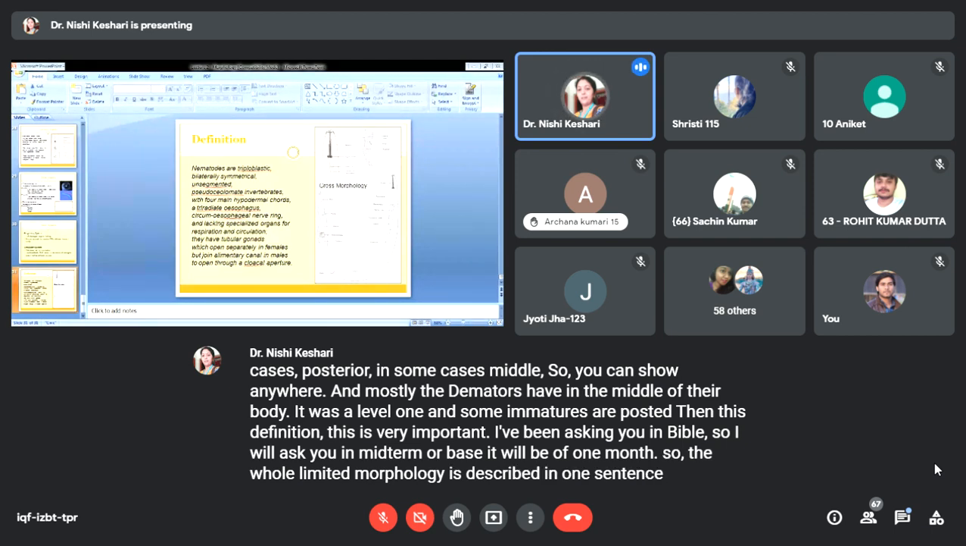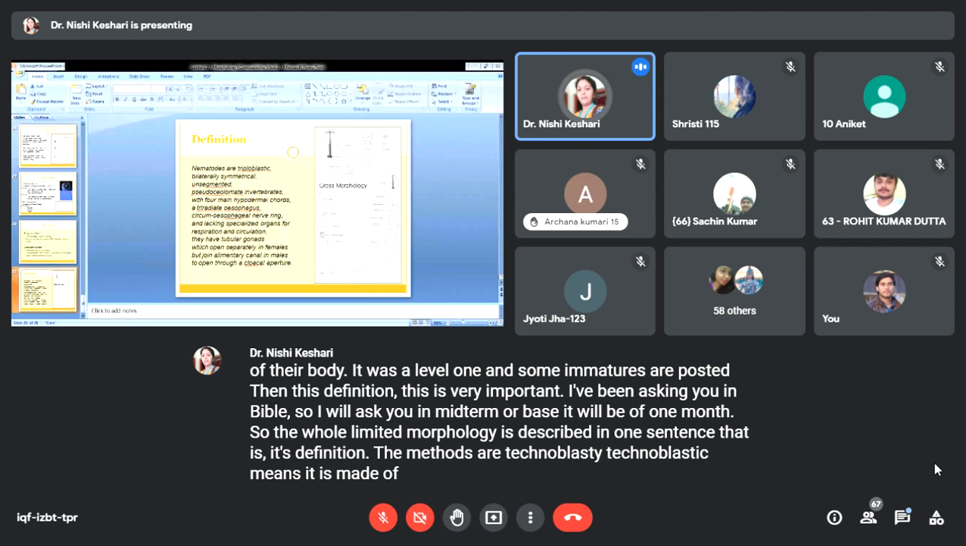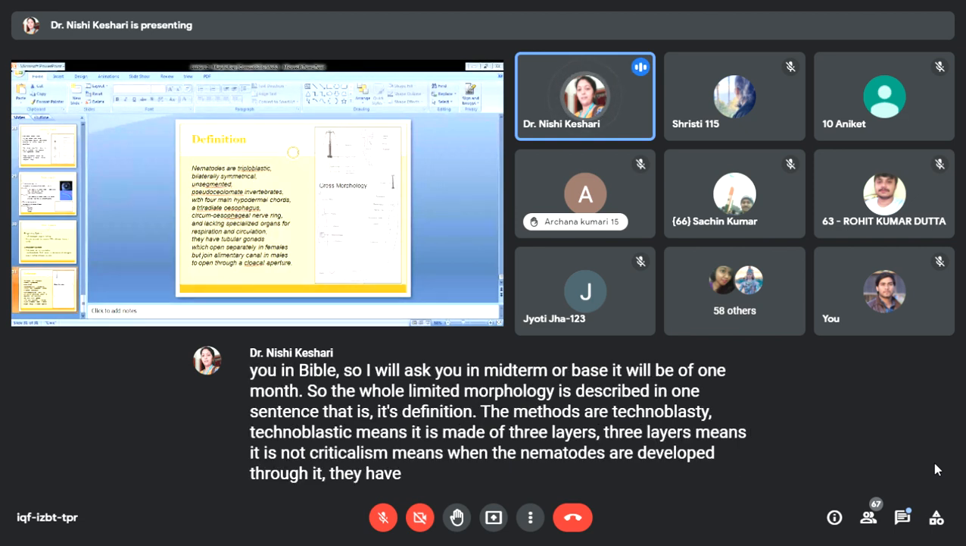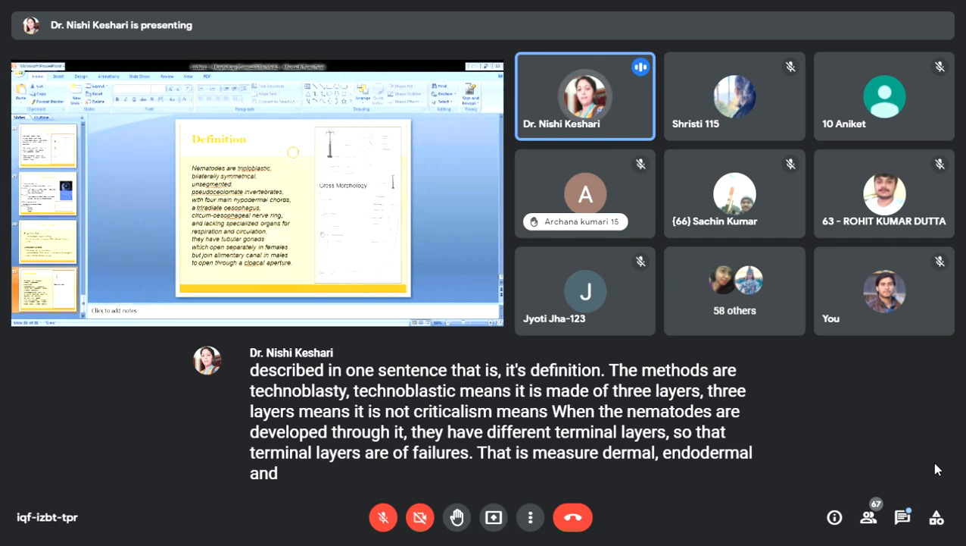That is its definition. Nematodes are triploblastic. Triploblastic means it is made of 3 layers. When the nematodes develop through the egg, they have different germinal layers, and those germinal layers are 3: mesodermal, endodermal, and ectodermal. Because of these 3 layers, they are triploblastic.